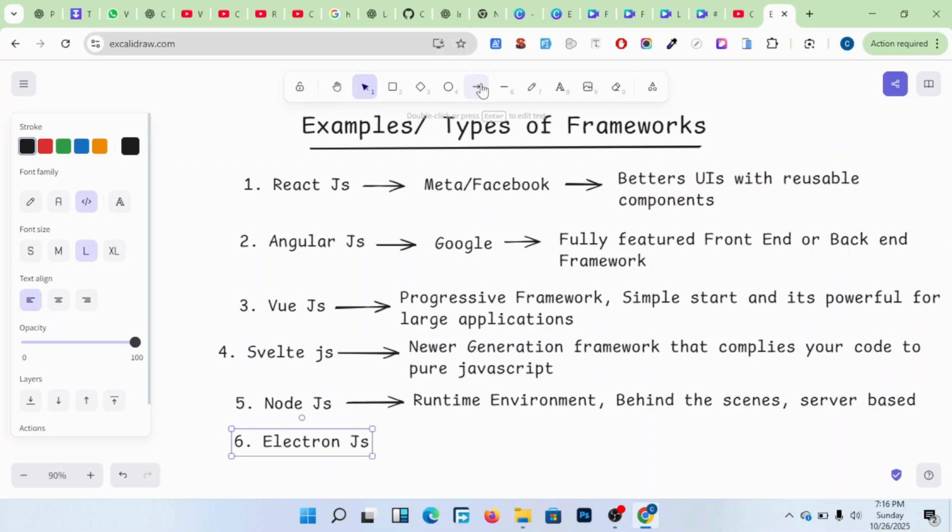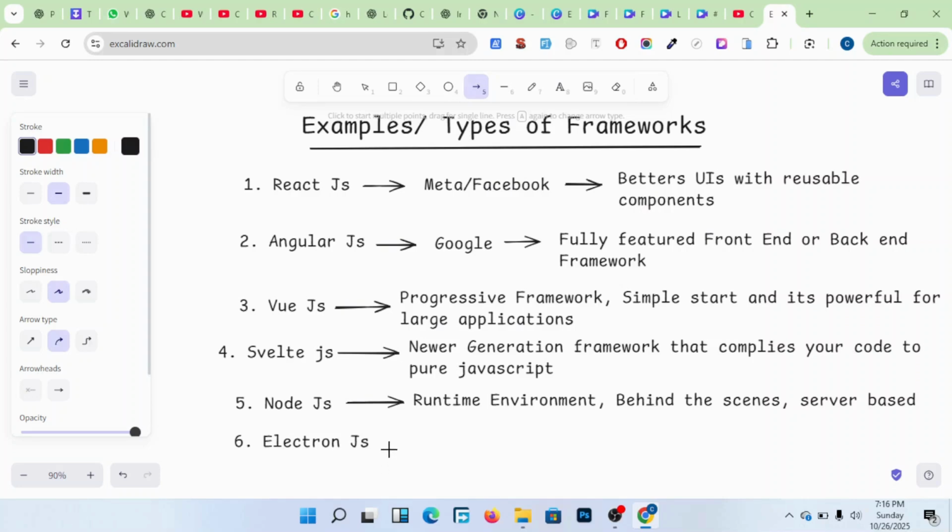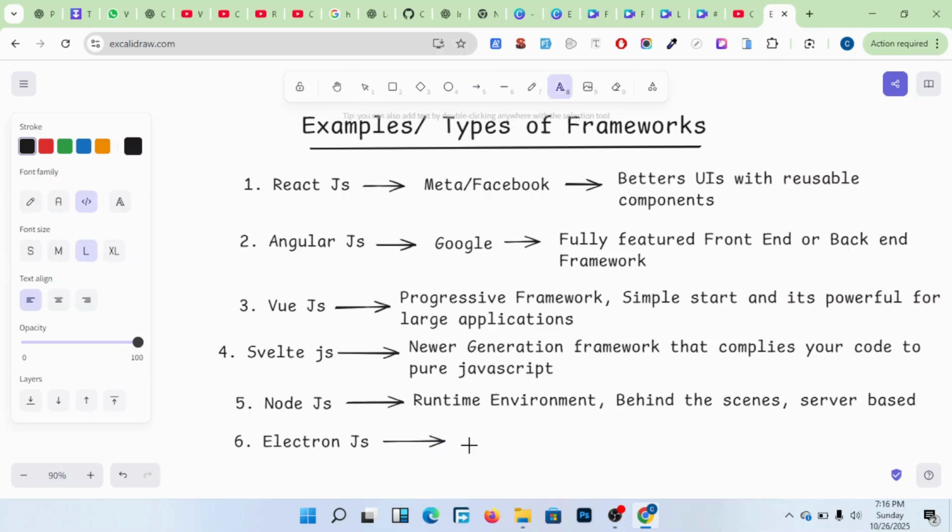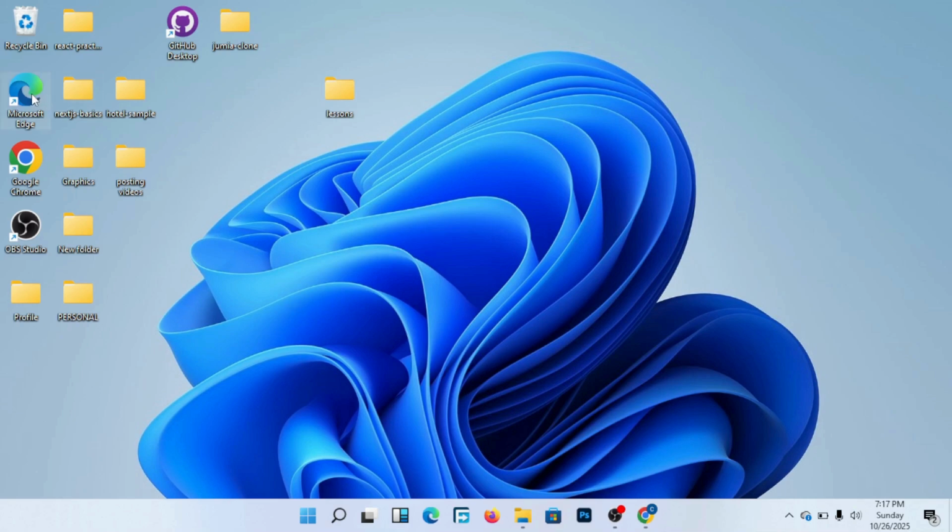is specifically for someone who wants to build desktop applications. For example, this one. Are you seeing these applications which I'm hovering on? There are a lot of applications. They are really a lot. Any application which is on the desktop.